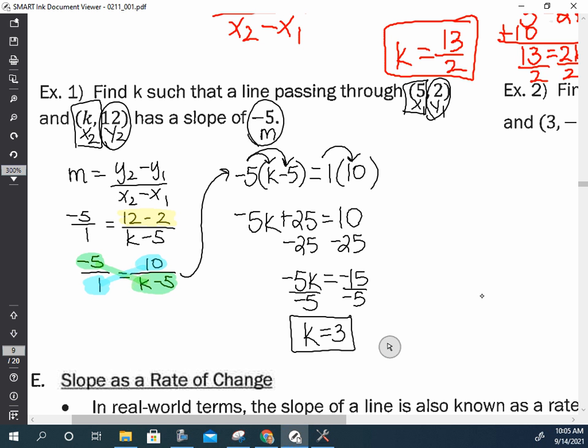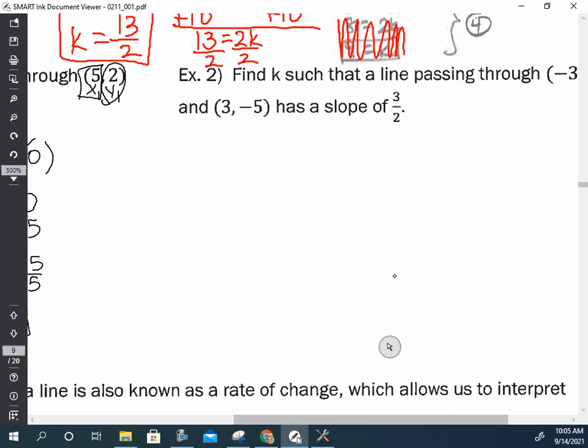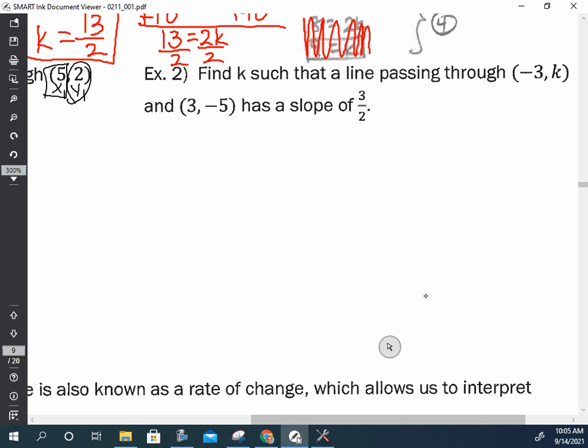So again, it's not a hard problem. It's just one that has multiple parts, so you have to pay attention to the multiple parts. So one more example of a problem of this type. Find k such that a line passing through (-3, k), so there's my x1 and y1, and (3, -5), x2, y2, has a slope of 3/2.